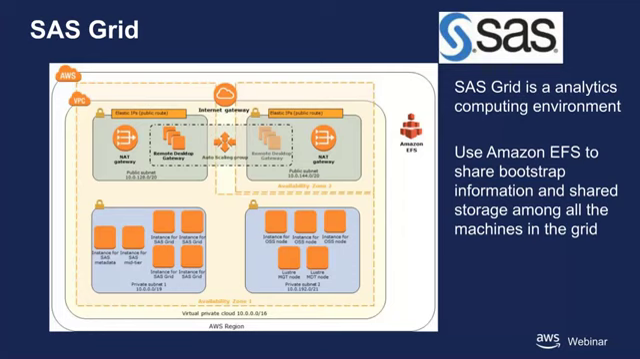SAS Grid requires a network share that all computers on the cluster can access. This can be an NFS mount or a directory on a SAN or some other type of mount, really any method of creating a directory that is shared among all the machines in the grid. So while this diagram shows Amazon EFS sharing the bootstrap information with SAS Grid and the other storage nodes, EFS can also be used as the underlying shared storage on the grid.